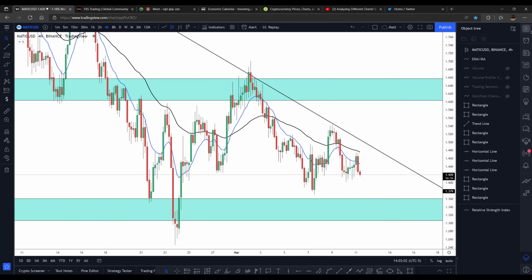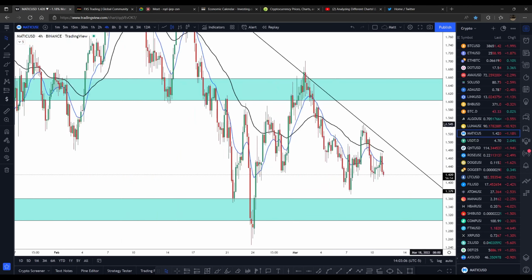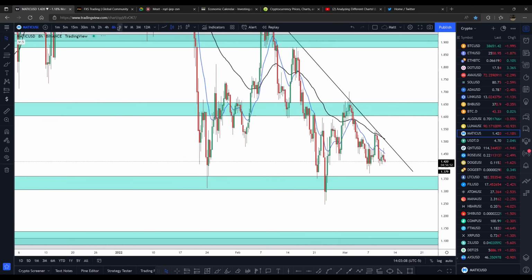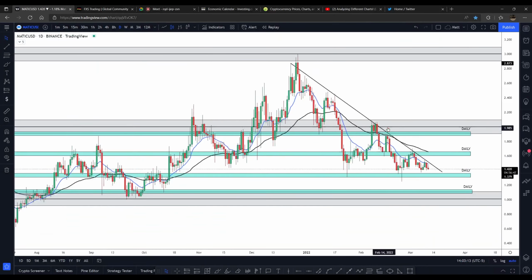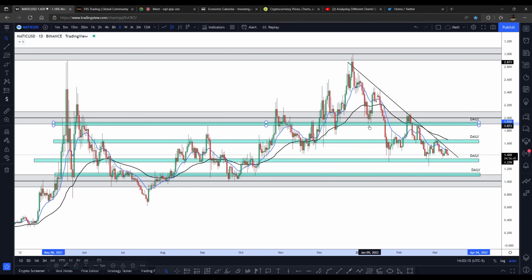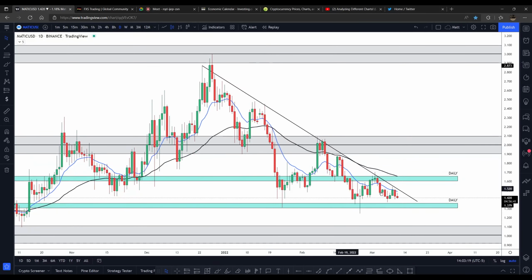Let's see, is there any suggestions about what I can cover right now? I can quickly go over another chart and then we can end the stream for now. But for the most part, you guys understand what I'm doing. This is how I draw my weekly zones and how I draw my daily zones and hourly zones.